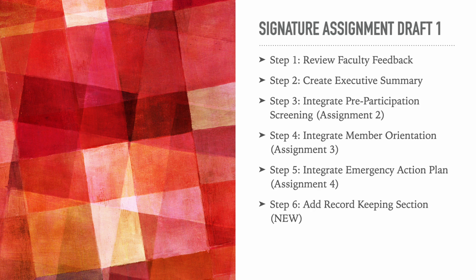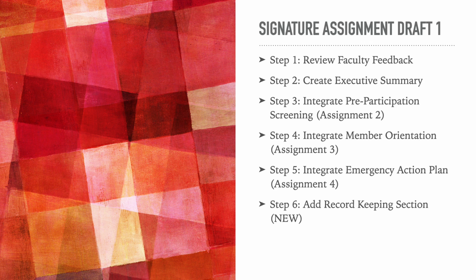So again, you're completing your first draft for your signature assignment. Step 1 is to review the feedback that I provided you and make the changes to your previous assignments. You're going to create an executive summary using AI. I provide details on how to do that. Step 3 is integrate pre-participation screening. That's from assignment 2, so you've done that already. Step 4, integrate member orientation. That was assignment 3. Step 5, integrate the emergency action plan, which you developed in assignment 4.